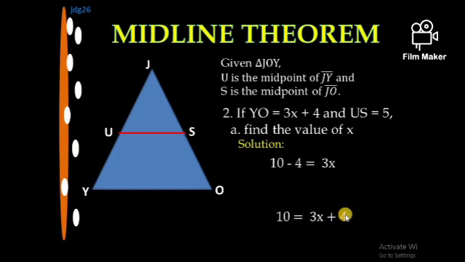Next, transpose positive 4. So, we have 10 minus 4 equals 3x. Then, simplify. 10 minus 4 is equal to 6. Then, divide both sides by 3. Therefore, the value of x is equal to 2.